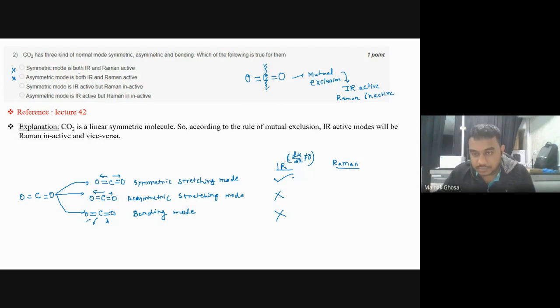So your d mu by dx, that is the change of the dipole moment, will be non-zero. That means your dipole moment needs to be changed. Sorry, I have told you wrong. Since in this mode the dipole moment is not changing, I am cancelling this part. So here I am writing IR activity, and this is Raman activity. In this case the dipole moment is not changing, so it will be IR inactive. But in these two cases the dipole moment is getting changed, so those two cases will be IR active.